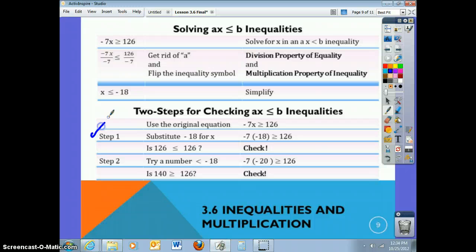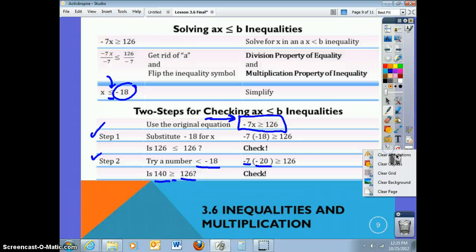That's step 1 of the check. You have to try the equals part of this. Step 2 of the check is trying the less than part. So pick a number that's less than your solution. A number less than negative 18 is negative 20. Put that into the original inequality. Negative 7 times negative 20 gives you a positive 140. Is positive 140 greater than or equal to 126? In my original inequality, yes, it is. Check. So that's showing you that flipping that inequality is crucial to solving these problems.